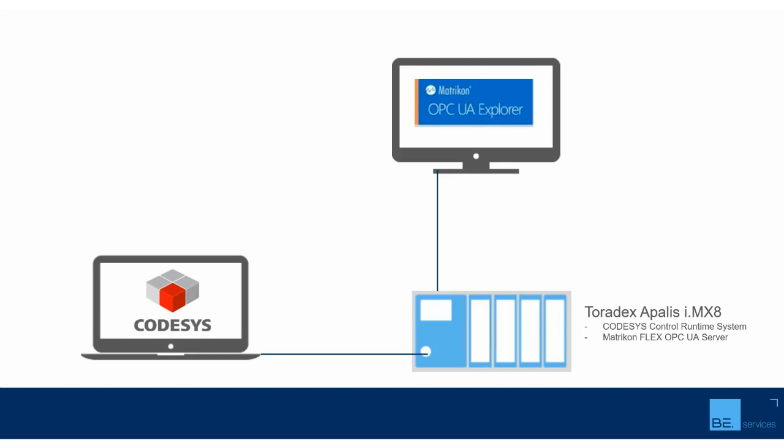Before we go into the software demo, I want to make sure that you understand the setup we have here. We have the main part, a Toradex based PLC that is based on an ARM Cortex and a Linux operating system, on which we have implemented the CODESYS control runtime system and the Matrikon FLEX OPC UA server. Then we're going to access that PLC from a laptop with the CODESYS IDE, and also from an OPC UA client, the Matrikon OPC UA Explorer. So keep this setup in mind so you understand what I do.